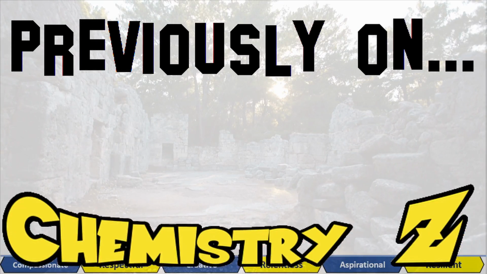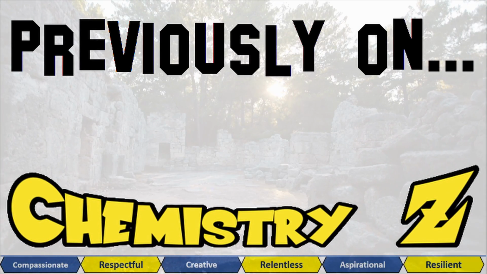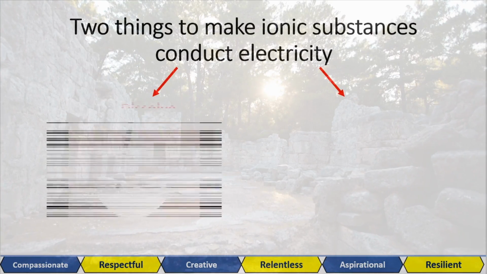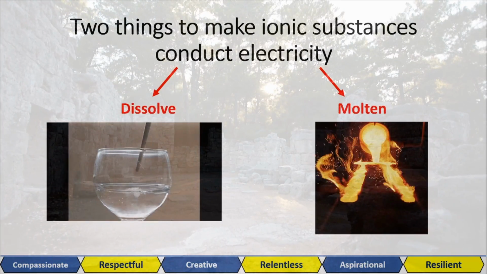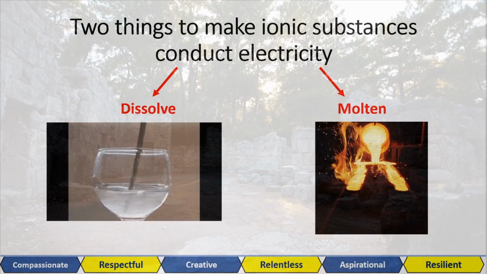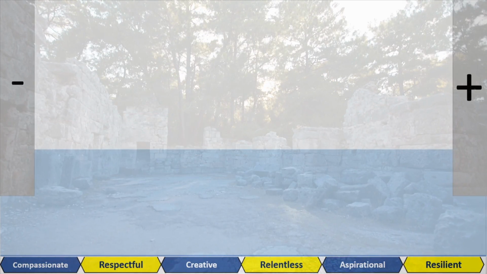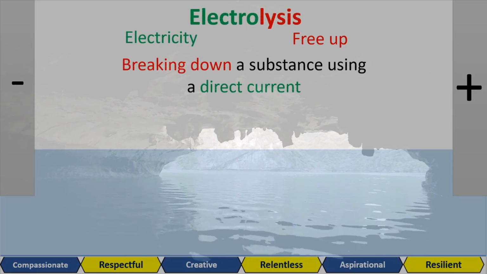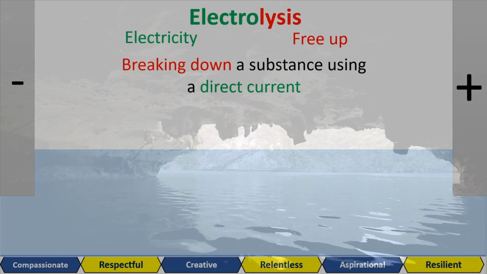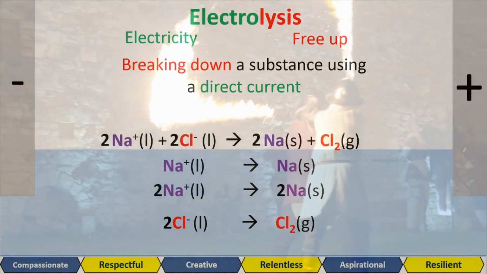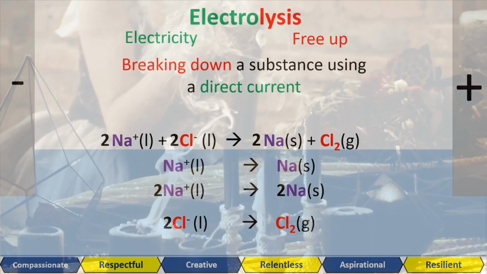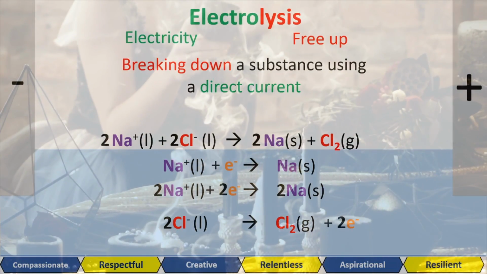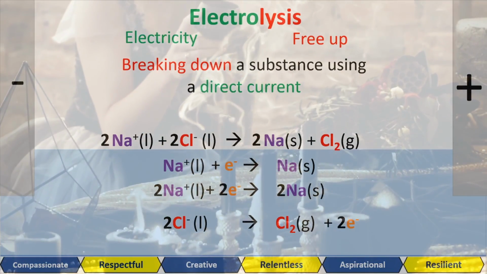Previously on Chemistry Z, our heroes learned the two secret techniques needed to make ionic compounds conduct electricity. And just when they discovered the meaning behind electrolysis, they were attacked by an onslaught of half equations. But by remembering the words from the ancient witch, our heroes were able to balance these half equations.